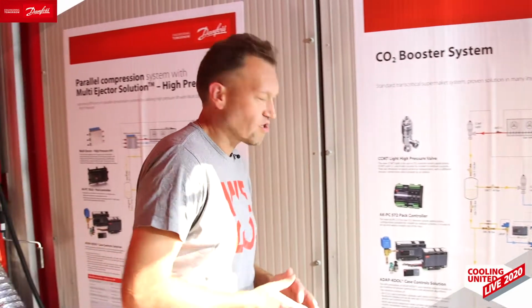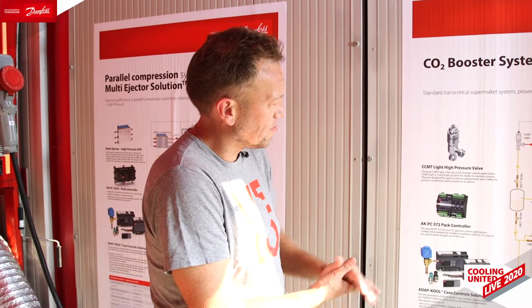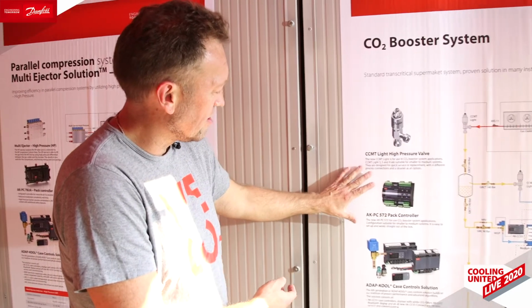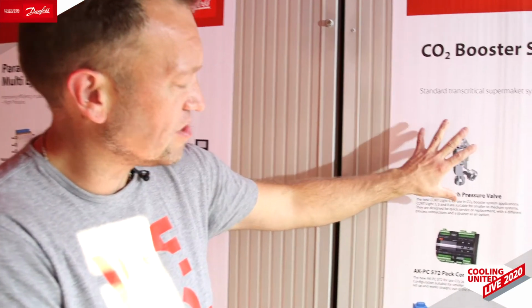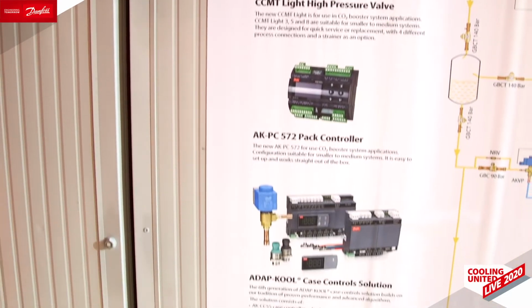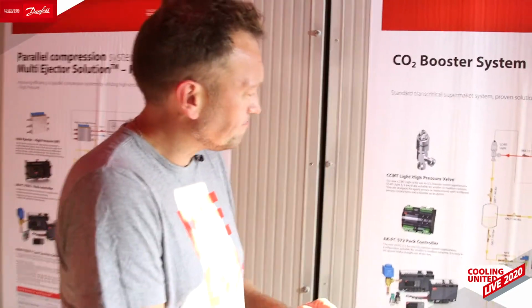So that is where this comes from. The whole system is managed with the Danfoss pack controller, typically for smaller packs. It could be the 572 that is used as a controller, combined with the CCMT Lite valve and the Danfoss case controller. So this is the whole system.